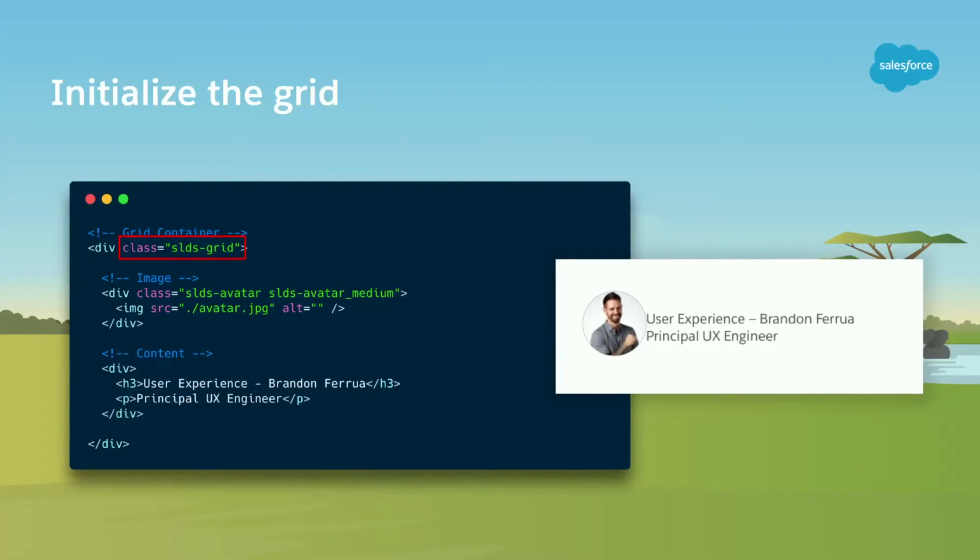So getting into it, we want to initialize our grid. And just throwing the grid container class on our element automatically starts making it look like what we saw back in that chatter feed.